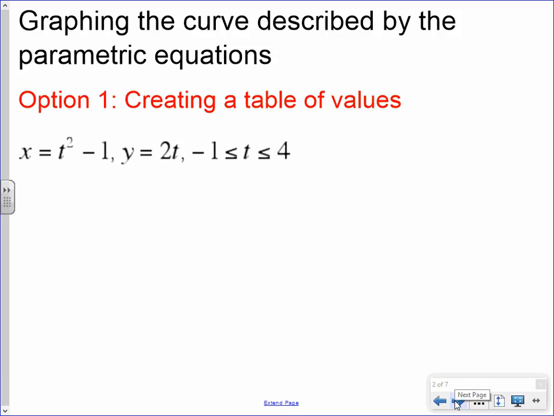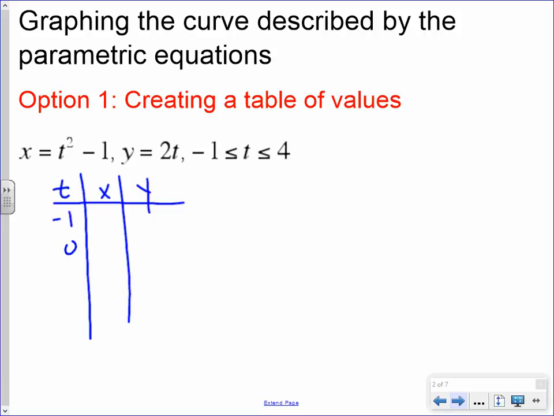Okay, two different ways to graph parametric. We can create a table of values, not just an XY table, but an XYT table of values. So go ahead and write x equals t squared minus 1 and y equals 2t. This is telling us that t goes from -1 to 4.